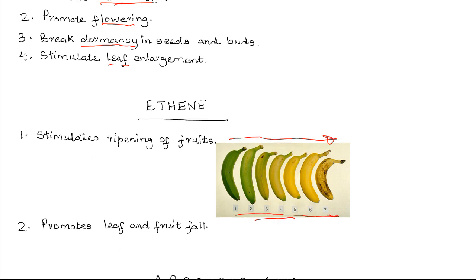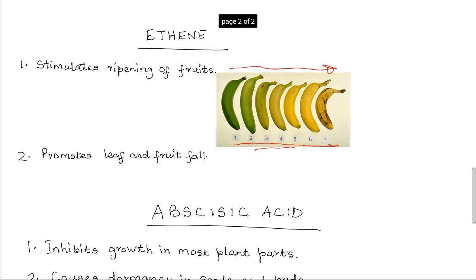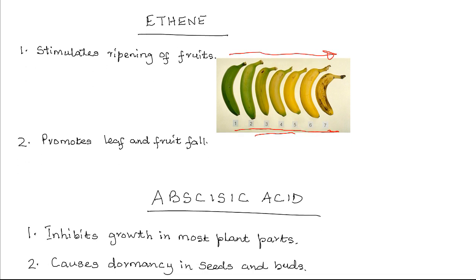Ethene also promotes leaf and fruit fall in many plants. There are some plants, however, in which ethene may induce flowering, like in pineapples. And then lastly, you have the hormone abscisic acid. This is the main growth inhibitor in plants. It inhibits growth. It is produced in the leaves, stems, fruits, and seeds. So it is the main growth inhibiting hormone in plants.